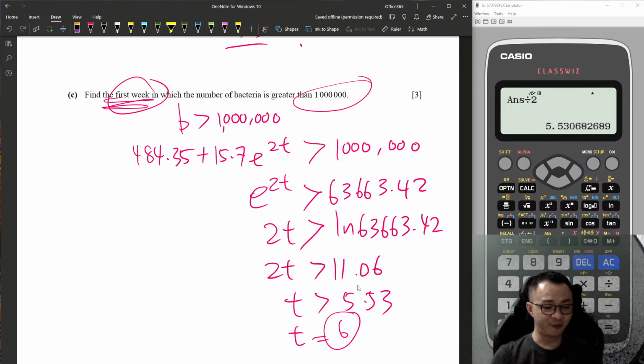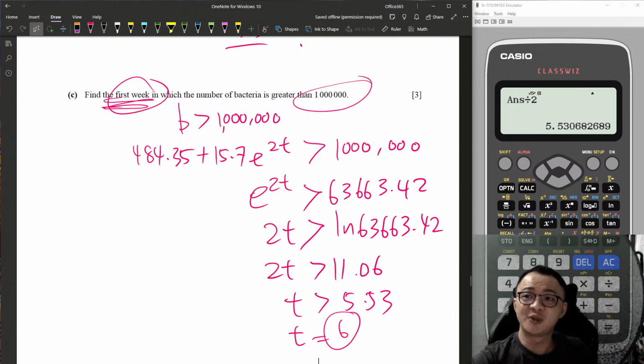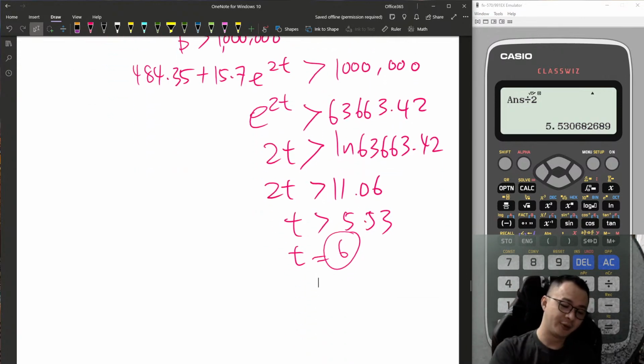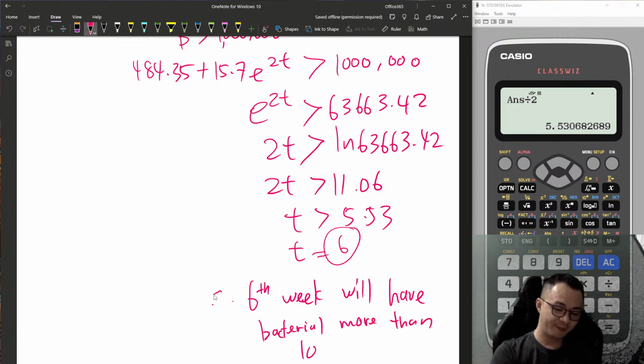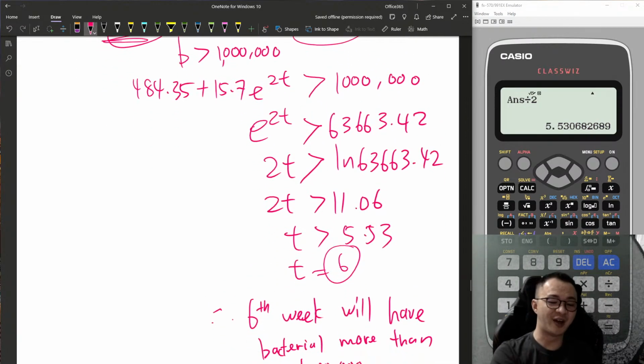Find the first week at which the number of bacteria is more than 1 million. Yeah, so I believe at the 6th week you will have the bacteria more than that value. Okay, so therefore the 6th week will have bacteria more than 1 million. But if you don't need to write the description, also fine, 3 marks only.